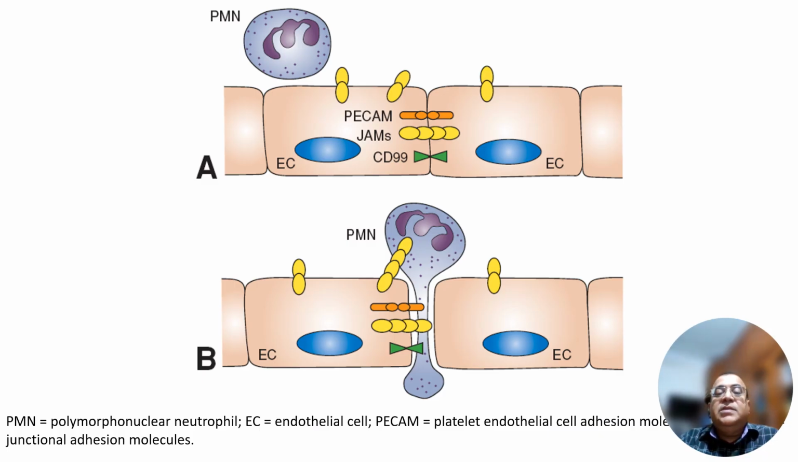So there is presence of PECAM (platelet endothelial cell adhesion molecule), junctional adhesion molecule, and CD99 on the surface of these endothelium. Whenever any of these activated or firmly adhered leukocytes arrives, the JAMs, or junctional adhesion molecules, polymerize, and then along with PECAM they facilitate the transmigration process.